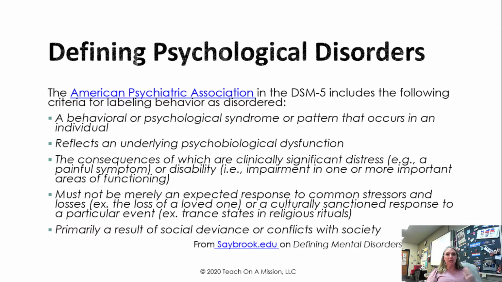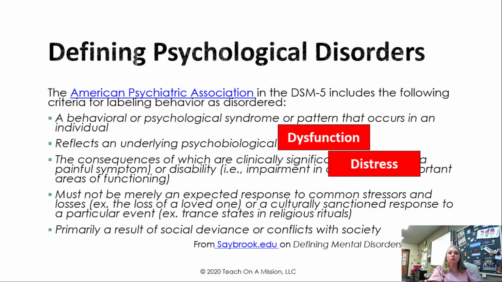So this is a repeating behavior that is occurring, that reflects an underlying psychobiological dysfunction. So there is something happening, psychobiological. So there's something going on in the mind and their perceptions of things. The consequences of this underlying dysfunction are clinically significant distress. So it's a painful symptom or disability, the impairment in one or more important areas of functioning. Key here is dysfunction and then distress. Okay, so you are having a consequence from this behavior.